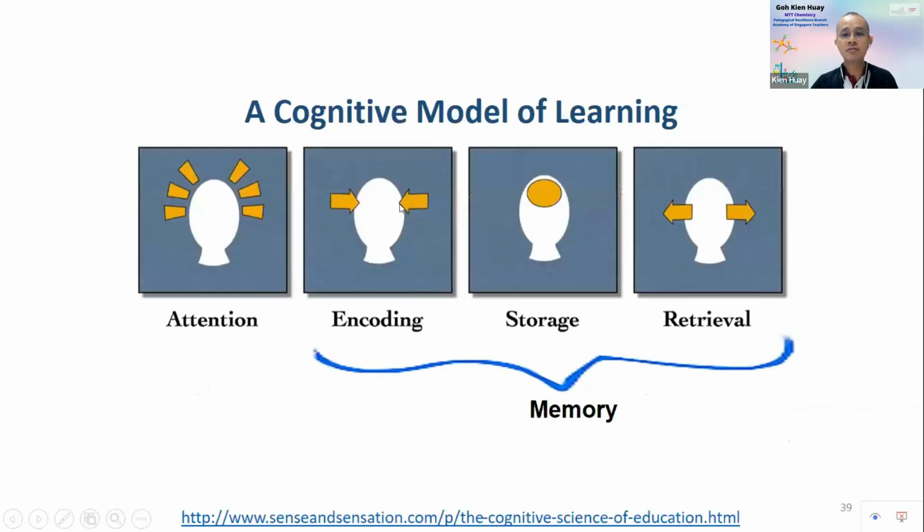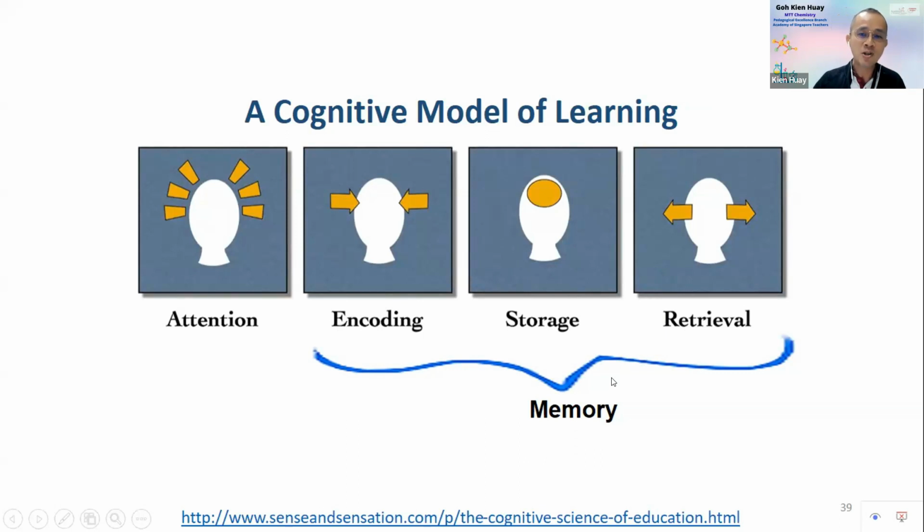So this is a cognitive model of learning. You realize the word emotion is missing from this diagram because we're just looking from the cognitive point of view. Attention is what I've spoken about earlier. And at memory, there are three stages. First is encoding: the learner needs to encode whatever information is passed through the senses. Then there is storage. By storage, I mean the learning is passed from the working memory to the long-term memory.